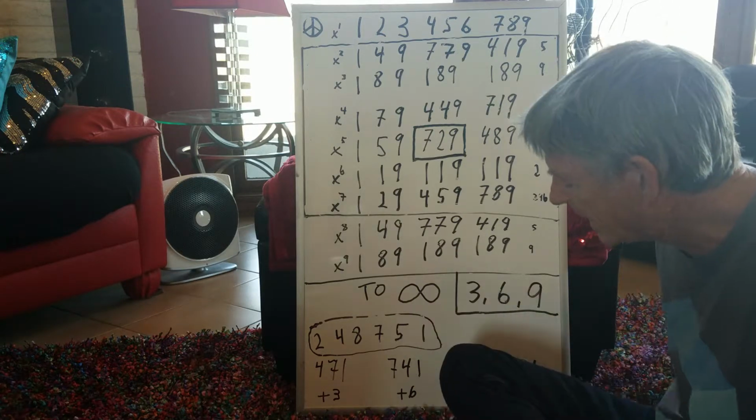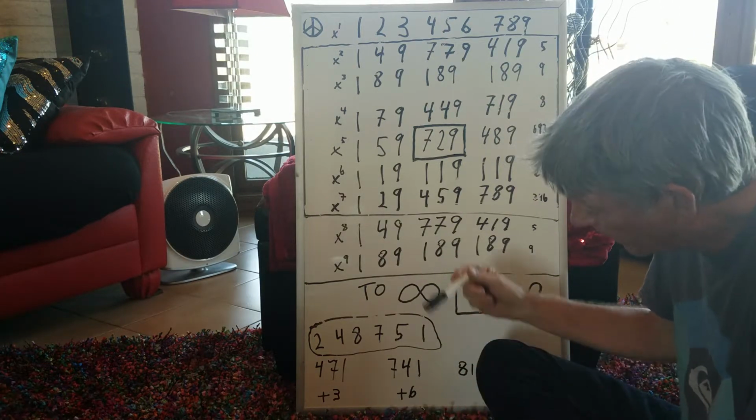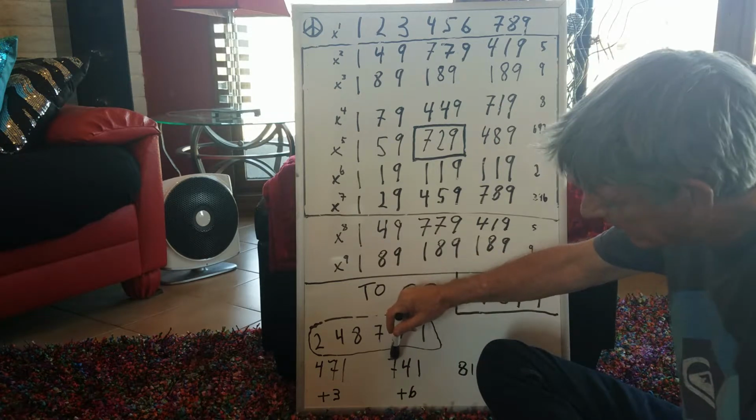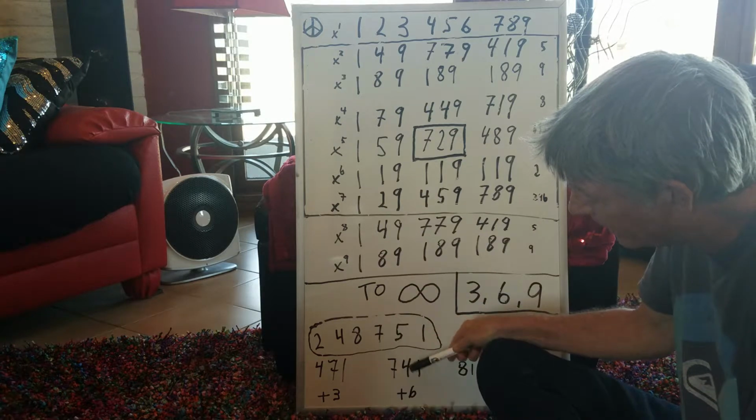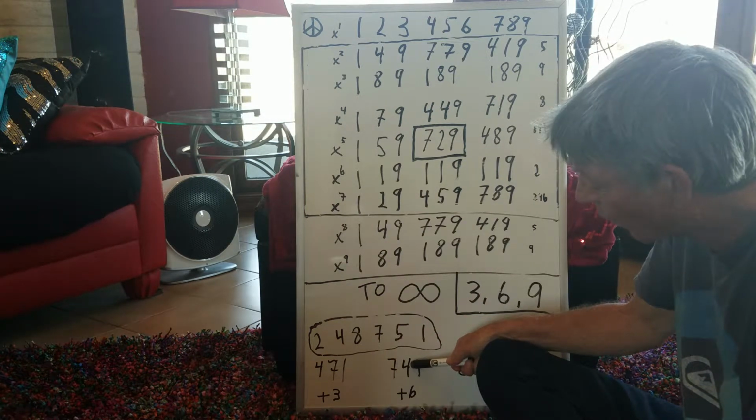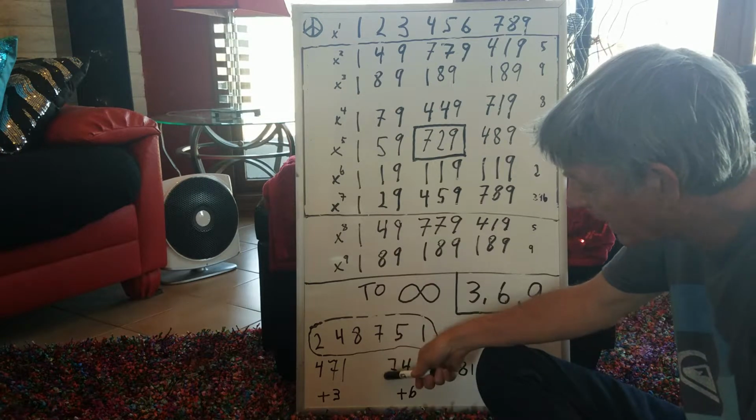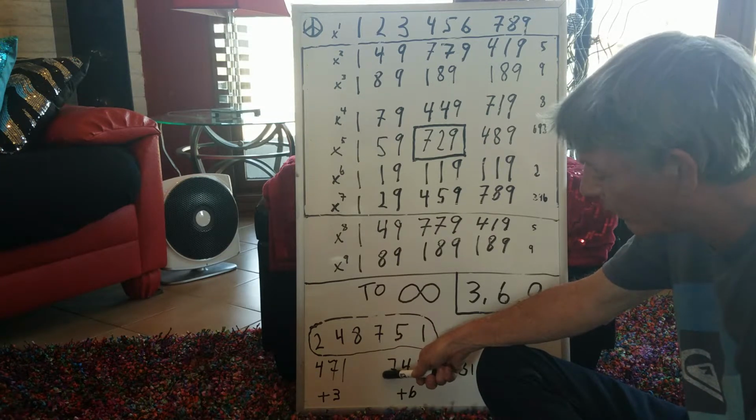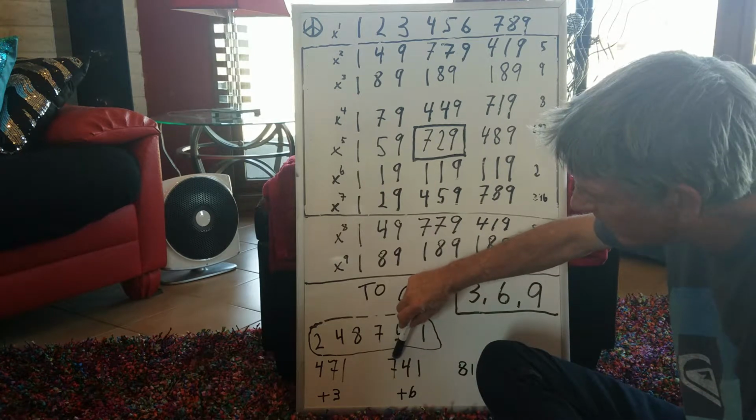If we do it with a 6, we have 7 plus 6 is 13. 1 and 3 is a 4. 13 plus 6 is 19. 1 and 9 is a 1. 19 plus 6 is 26. 19 plus 6 is 25, excuse me. 2 and 5 is a 7.